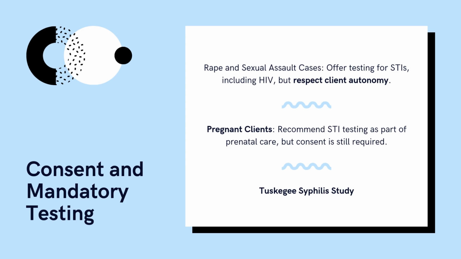In reality, the purpose of the study was to observe the progression of untreated syphilis. The men were never given a chance to provide informed consent, and even after penicillin was widely recognized as an effective treatment for syphilis in the 1940s, they were deliberately denied treatment to continue the study's objectives. The study is an example of how racism and medical exploitation intersected to deny Black men their autonomy and basic human rights. The researchers treated the men not as patients deserving care, but as subjects to be exploited for data, reinforcing a long history of systemic racism in healthcare.